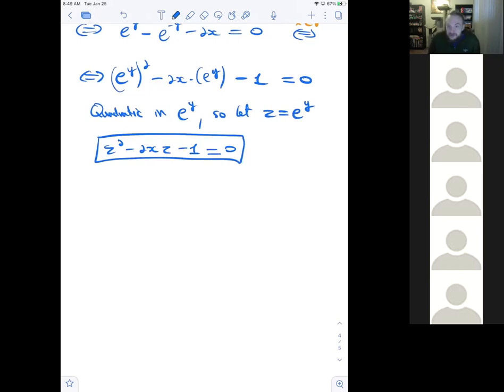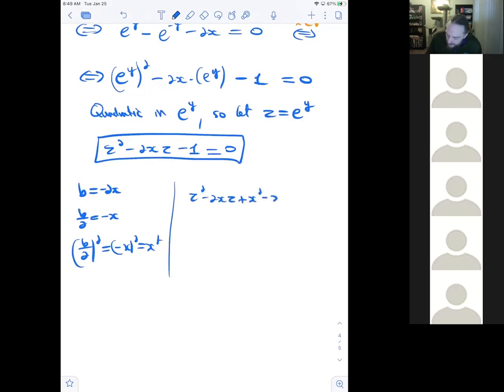So what do I want to do with this? I want to complete the square. So b is negative 2x, b over 2 is equal to negative x, b over 2 squared is equal to negative x squared, which is x squared. So this is z squared minus 2xz plus x squared minus x squared minus 1 equals 0. This is now a perfect completed square in z. Once I complete the square, this gives me z minus x squared equals x squared plus 1.